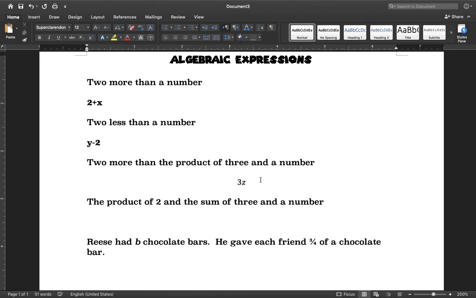2 more than that is going to be 2 plus 3z. Order of operations means we do 3 times z first, then we add 2, whatever z is.